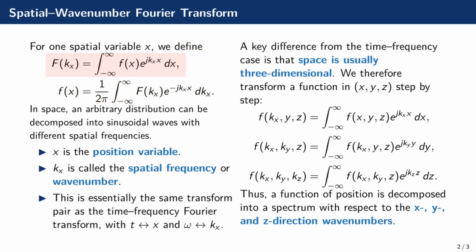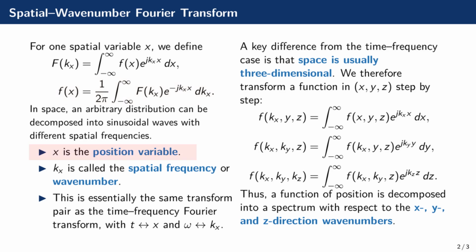The first is the forward transform. If we have a function f of x, which may represent physical quantities, such as electric fields or temperature, by this formula, a spatial waveform can be decomposed into sinusoidal components with different wave numbers. On the other hand, from those sinusoidal functions, we can construct an arbitrary spatial distribution. This corresponds to the inverse transform.